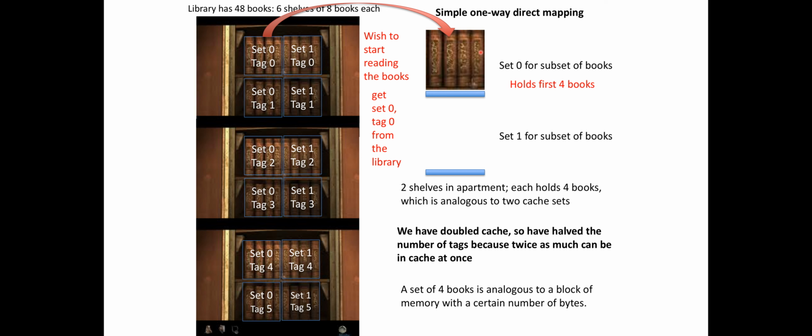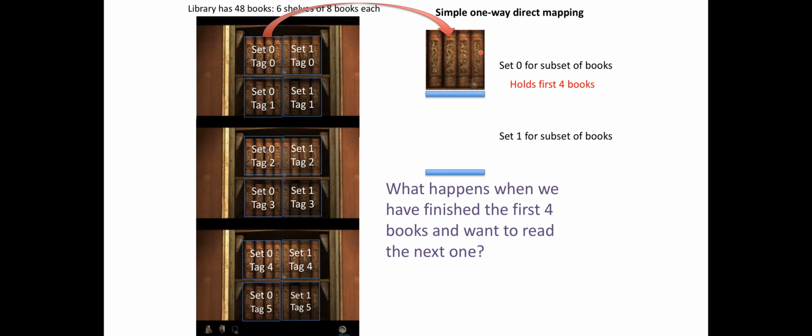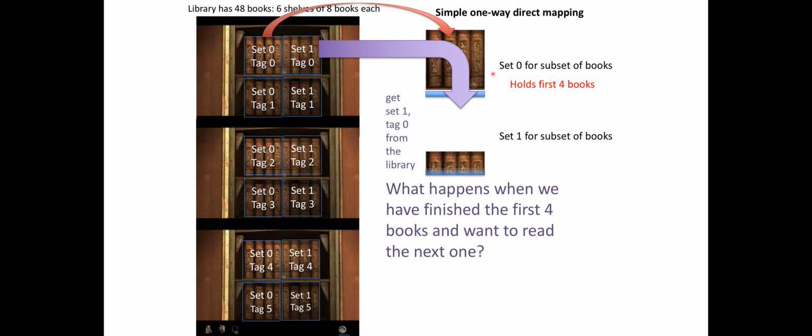Now, if I want to start reading the next 4, because I've finished these first 4, I've gotten through this one, and I really want to go ahead and start looking at the next one, what am I going to be able to do? Well, I'm going to go get the next 4 books from the library and put them on my set 1 shelf. I don't have to return the previous 4 books now that I have this second cache set available to me.